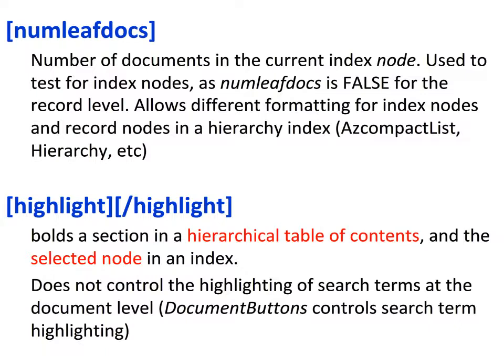Another variable we used today was the highlight one, which is really used for index nodes. It has nothing to do with the records. It doesn't control search term highlighting. It's really slightly misnamed, but it only works with the index nodes or table of contents.